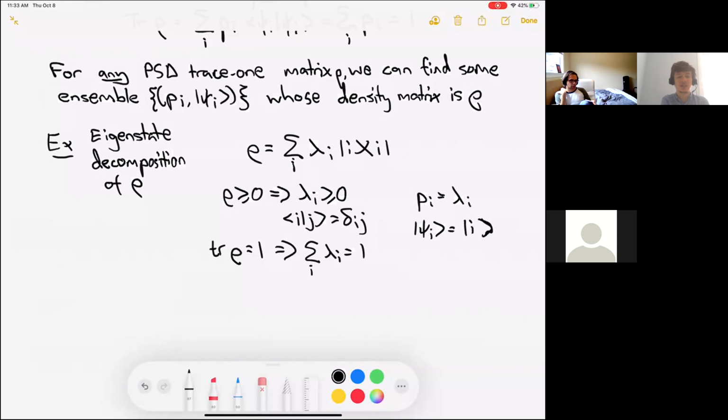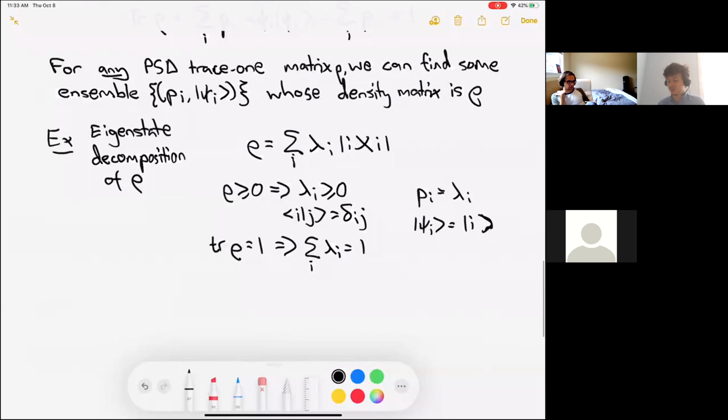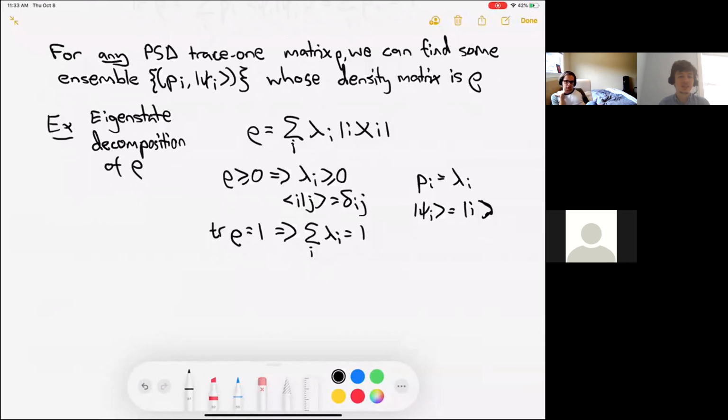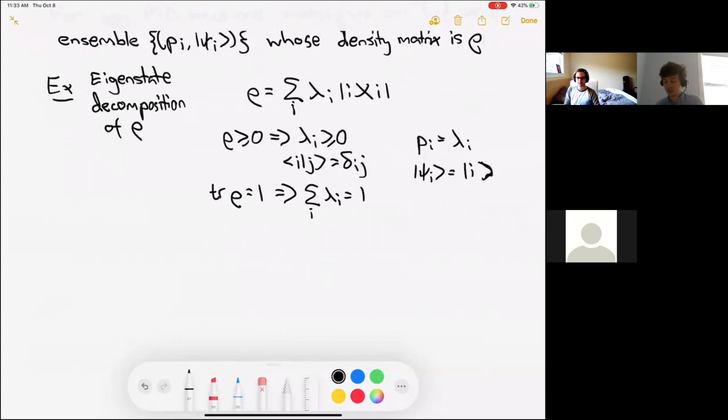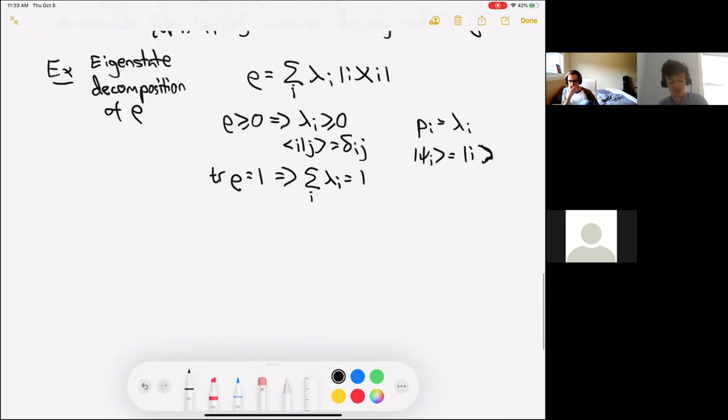But I really want to emphasize that this is not the unique ensemble that has that density matrix. It's just an easy one to find if you want an example ensemble. Any questions about the basic definition of what density matrices are and the properties they satisfy? Okay, awesome. We'll carry on.